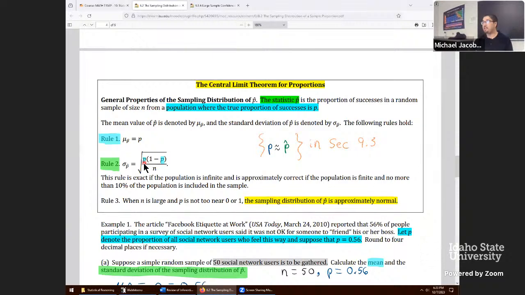So if we're not doing a null hypothesis, if we're just doing a confidence interval, we estimate this P using p-hat. We just throw it in. So that's if it's a confidence interval. But if we do a hypothesis test, we do this right away.